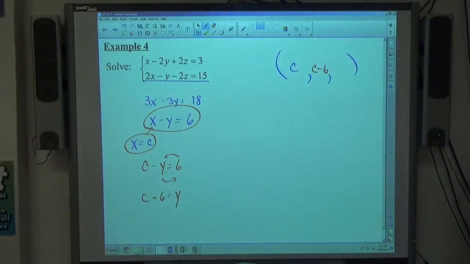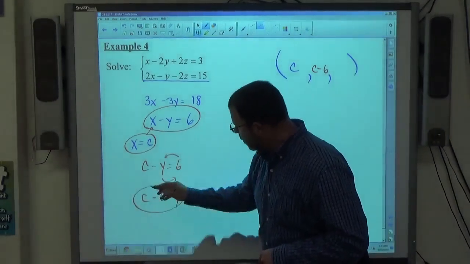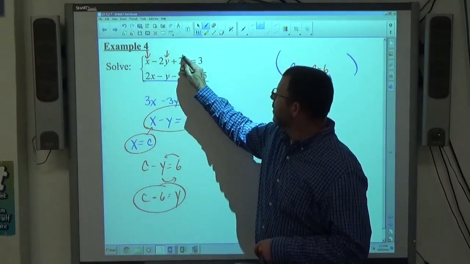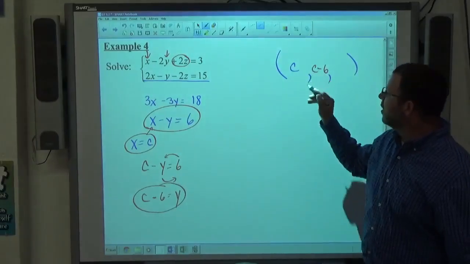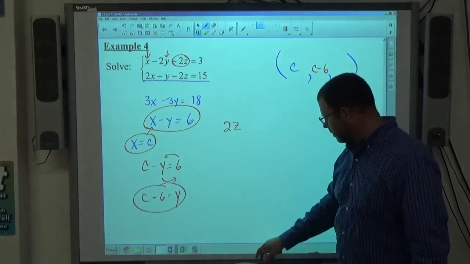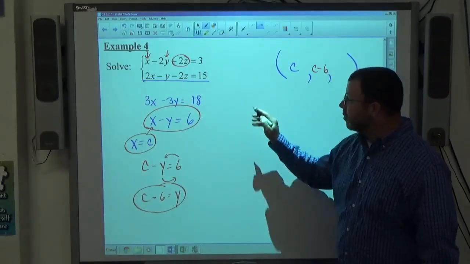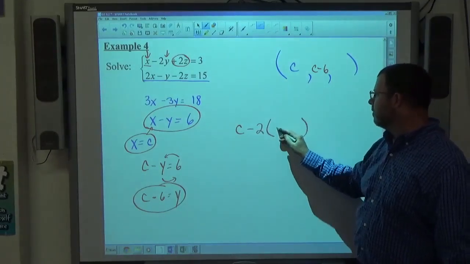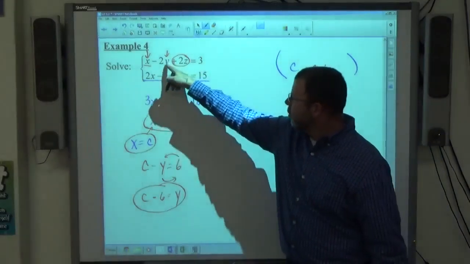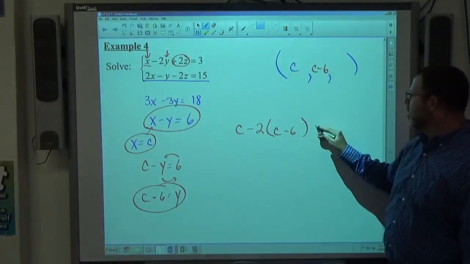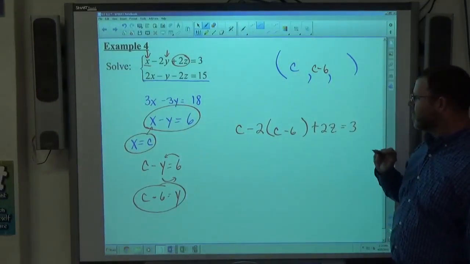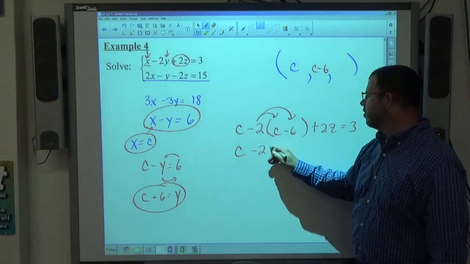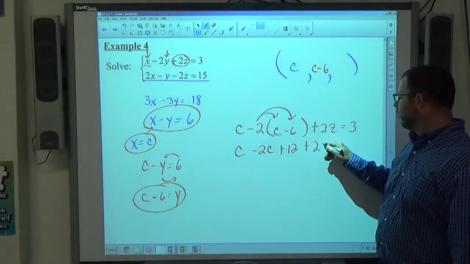It wants to know both x and y in terms of C. I want to change x and y to their C expressions, and I want to figure out what z equals in terms of C. So that's going to get me 2z, or hold on, getting ahead of myself there. X, which is C, minus 2y, and I'm replacing y with C minus 6, so parentheses, replacing one object with multiple objects, parentheses always get used, plus 2z is equal to 3. A little distributive property here, make sure that's a negative 2 distributing, so it's going to be C minus 2C plus 12 plus 2z is equal to 3.